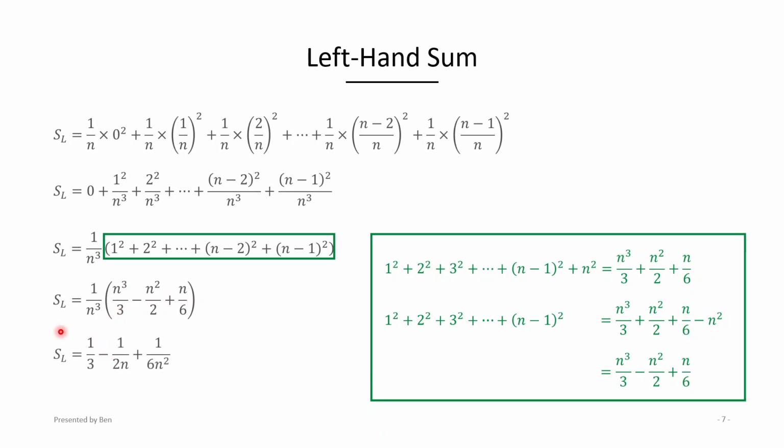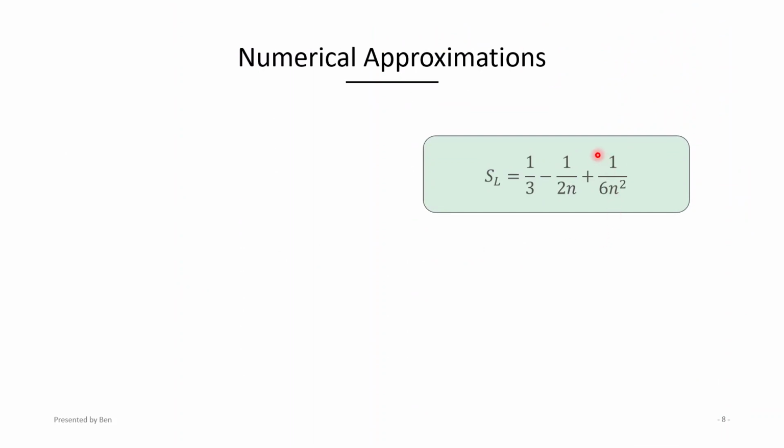So we put this result back in the parentheses and remove the parentheses. We will finally work out a general formula for the total area for the left-hand sum for SL. It says SL equals the fraction 1/3 minus the fraction 1 over 2 times n plus the fraction 1 over 6 times n squared. I'm very happy with this formula. This is actually a big achievement. In fact, with this formula, no matter how many rectangles we have, we can get the total area immediately, right?